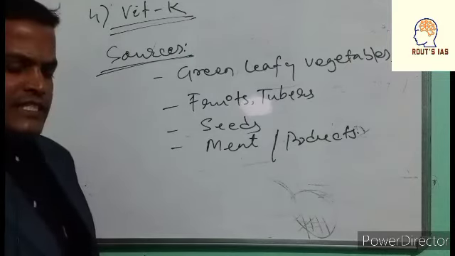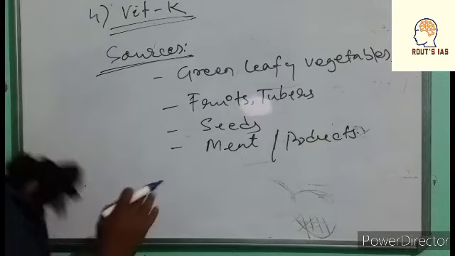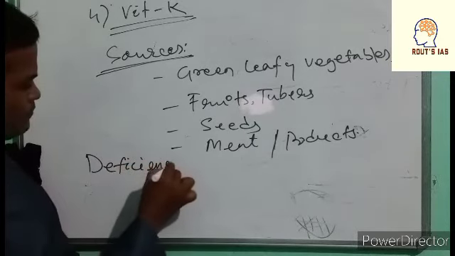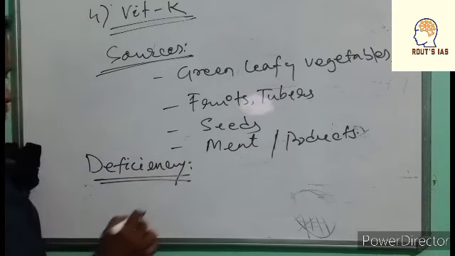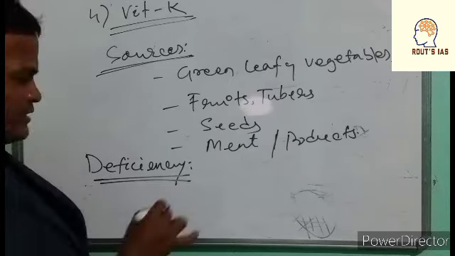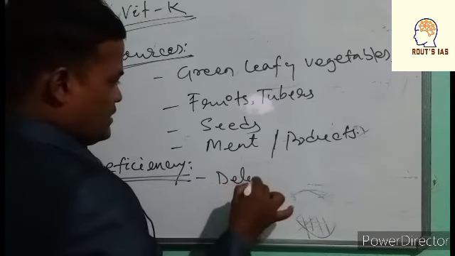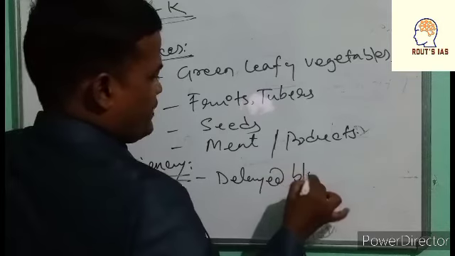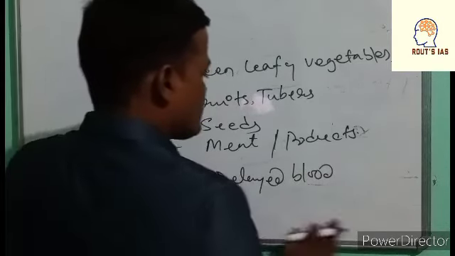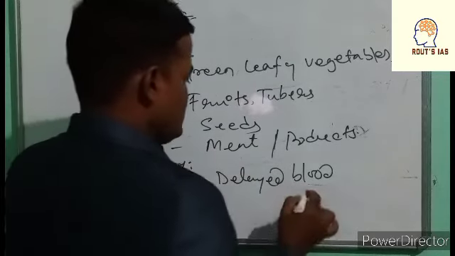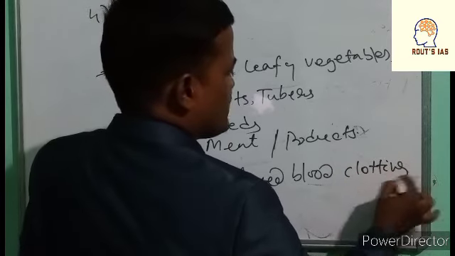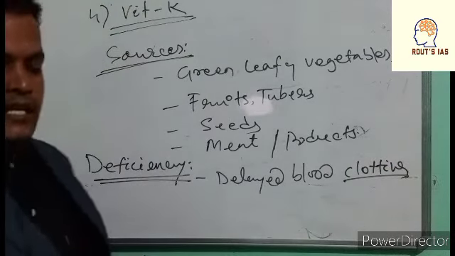So, the effects of deficiency. What will happen in deficiency? Primary deficiency causes in infants delayed blood clotting. If this vitamin is in shortage or lacking in your body, clotting of blood will be delayed, thereby causing hemorrhage. If continuous flow of blood takes place, that condition is called hemorrhage.